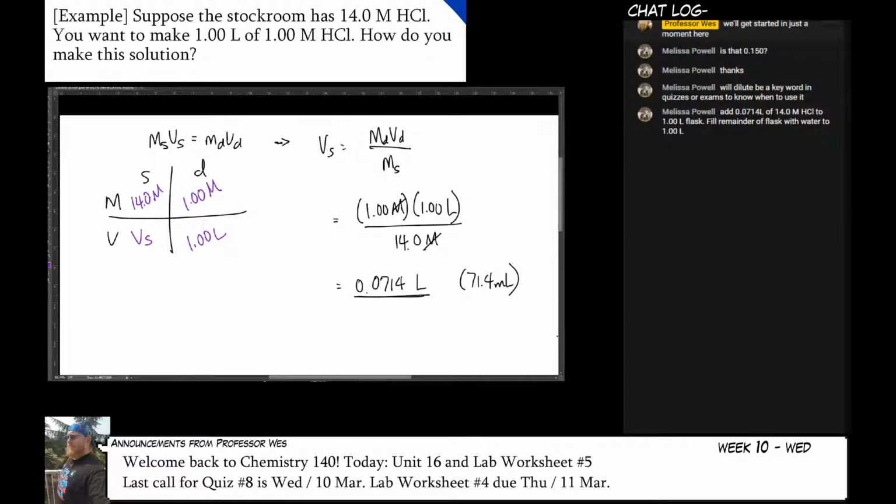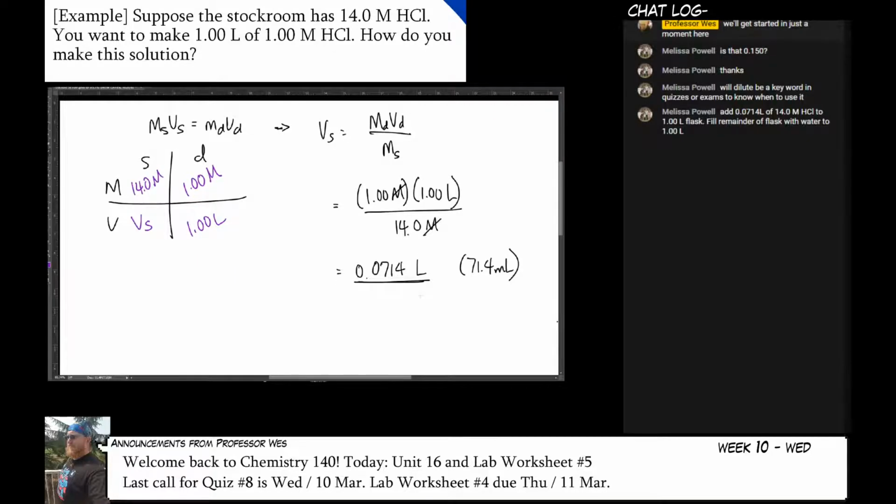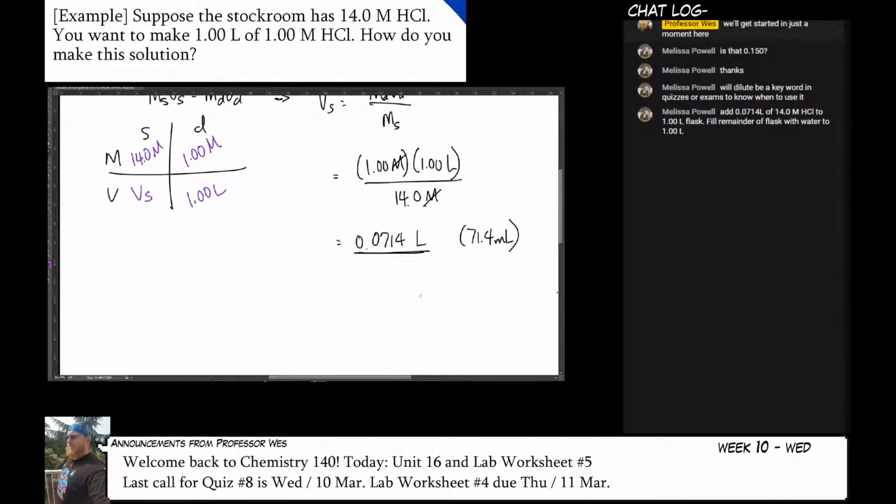So there's the volume of stock solution that's needed to turn my 14 molar solution into a 1 molar solution with water. And so we would prepare that by adding the stock solution, 71.4 milliliters of 14 molar HCl, to the volumetric flask. And that flask has a volume of 1 liter.